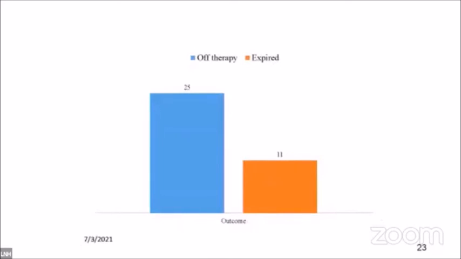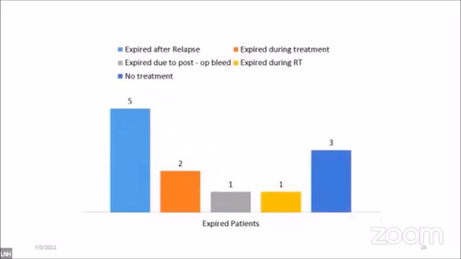25 of those patients are still alive after 4 to 5 years. They are off therapy and they are thriving. 11 of them expired. Of those 11, 5 expired after relapse. 2 of them expired during the treatment, probably because our treatment was too toxic. 1 of them expired during the surgery, and 1 expired during the radiation therapy.